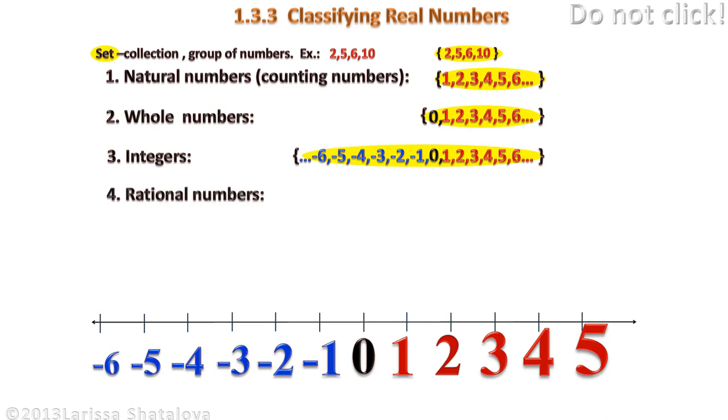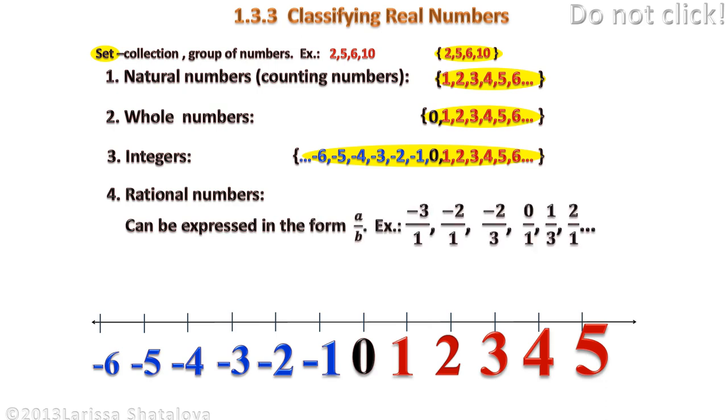The fourth group is the set of rational numbers. Rational numbers include integers and fractions and decimals. Whatever you can express in the form of a fraction will be a rational number. For instance, the number -3. We can show -3 over 1, and we can plot it on the real number line. Number -2, -2 over 1, and we can plot it on the real number line. Fraction -2 over 3, we have to divide one unit into 3 pieces, and we have to take 2 of them.